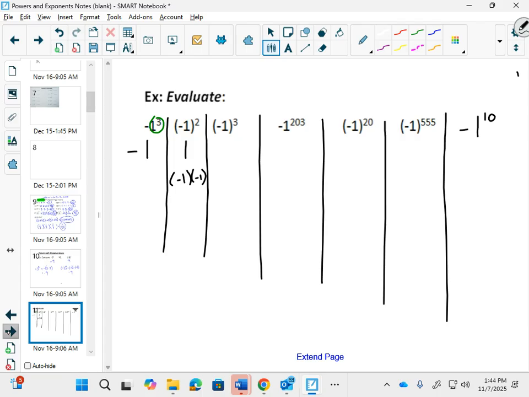The third one is negative 1. How? Because the 3 hits the whole thing, which means a negative times a negative, which makes a positive, times another negative, makes it negative again. If you have an odd number of negatives, it's negative. If you have an even number of negatives, it's positive.